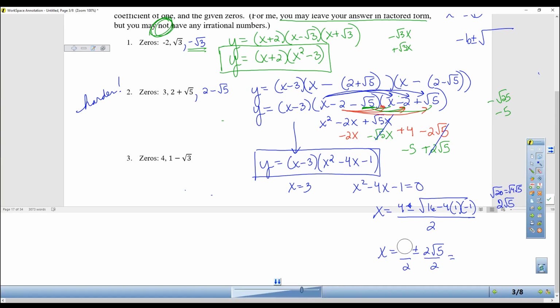Oop, this is a 4. I knew it was going to be a 2. I just thought about it in my head too fast. So anyway, it's 2 plus or minus the square root of 5.